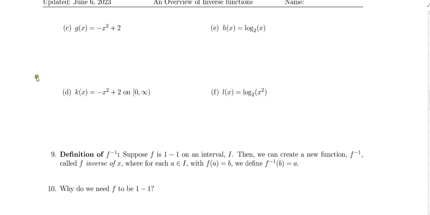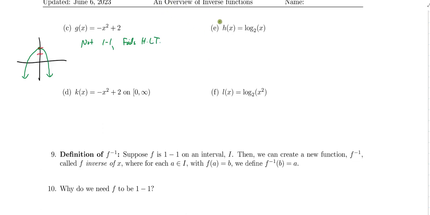If I were to look at the graph of this function right here, the graph of negative x squared plus 2, well, the graph of this function looks something like this. So this is not one-to-one, and one way you could say that is that it fails the horizontal line test. That's one justification for that.